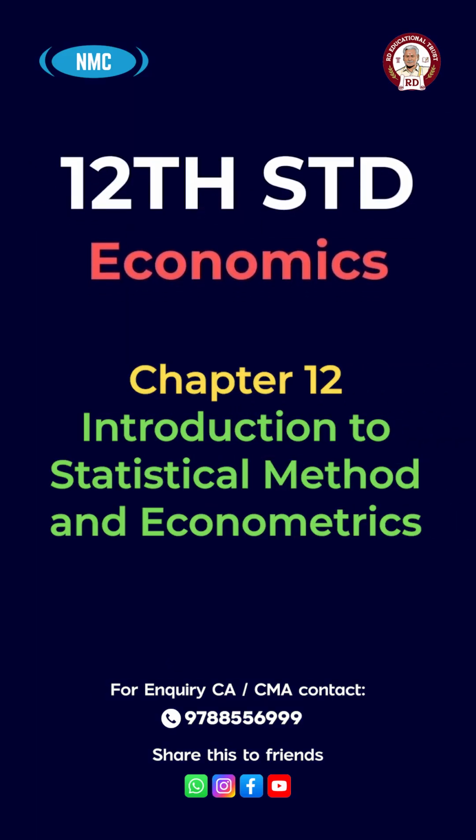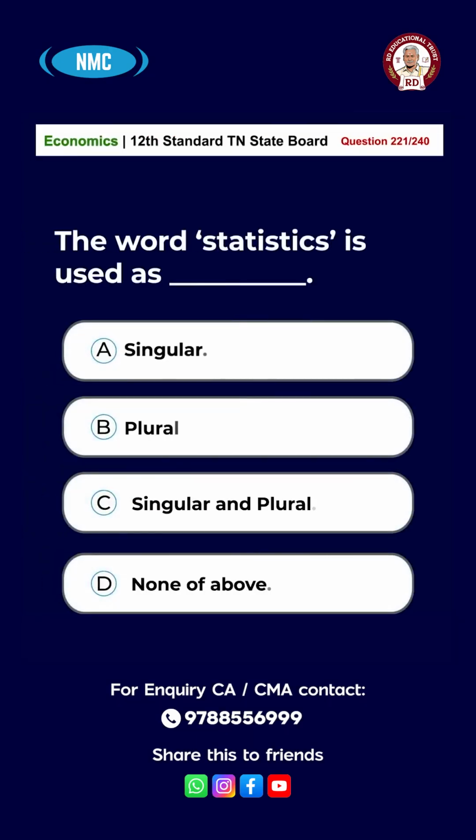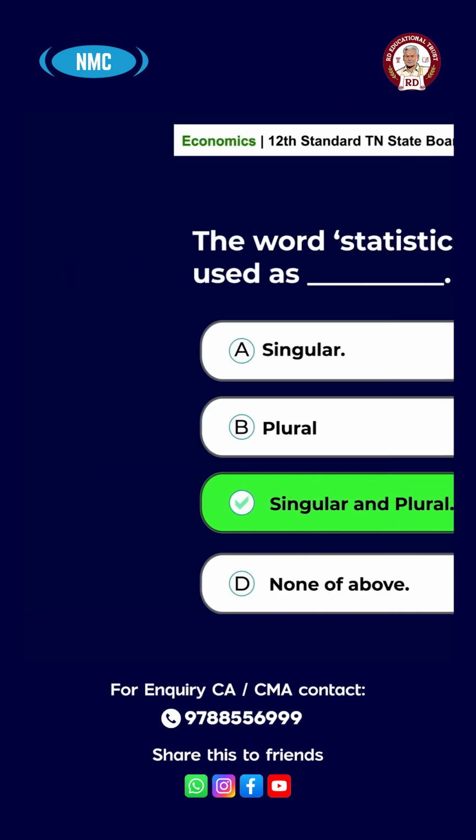Chapter 12. Introduction to Statistical Methods and Econometrics. Question number 22. The word statistics is used as A. Singular. B. Plural. C. Singular and plural. D. None of the above. The answer is option C, singular and plural.